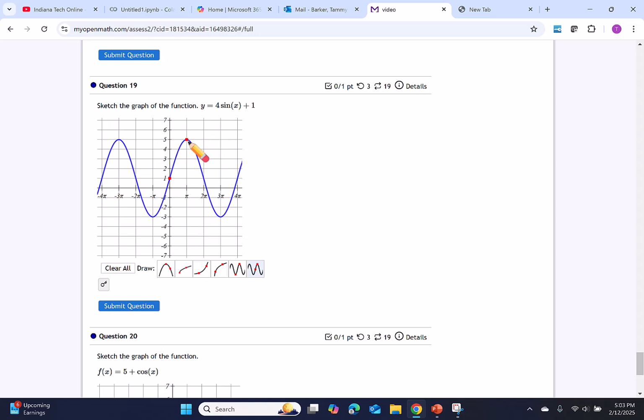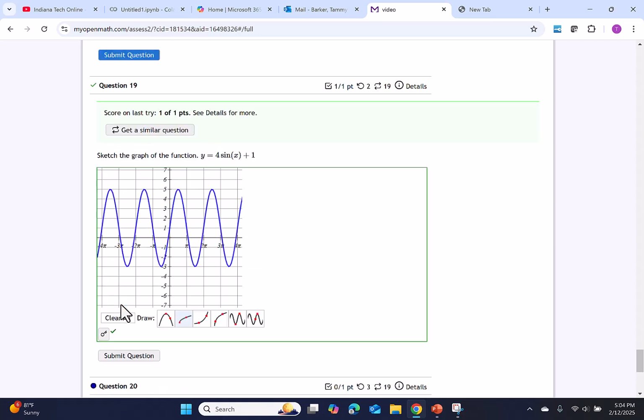Before you attach the point, look at the horizontal axis, which will show us the period of the graph. I need to move my point over to make sure I do a complete cycle in my period of 2 pi. Now I can put my dot in place and I can submit my question.